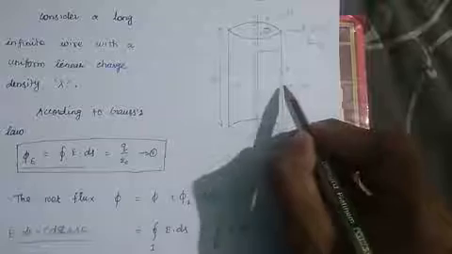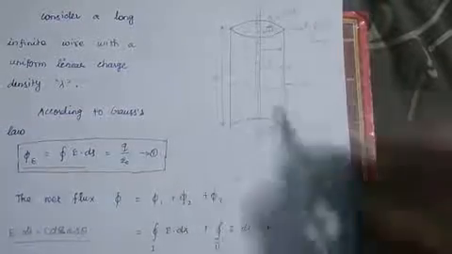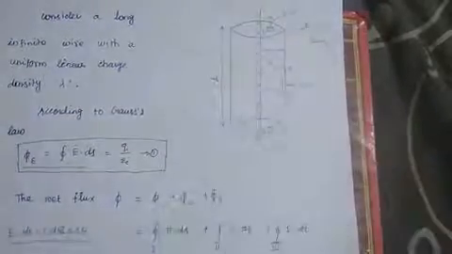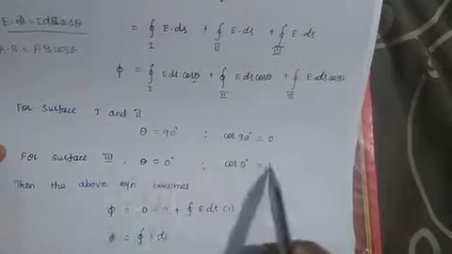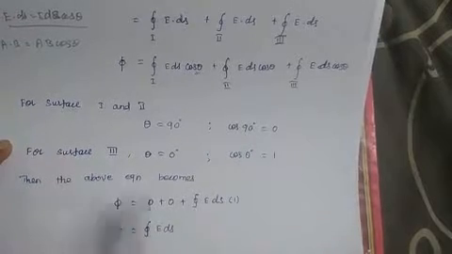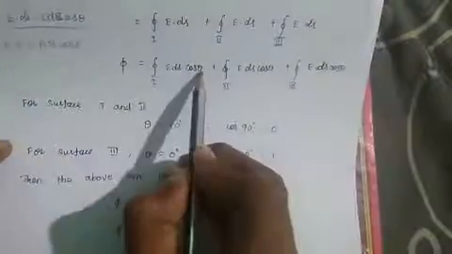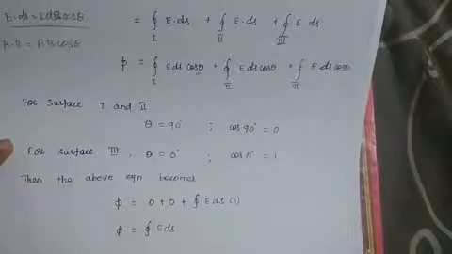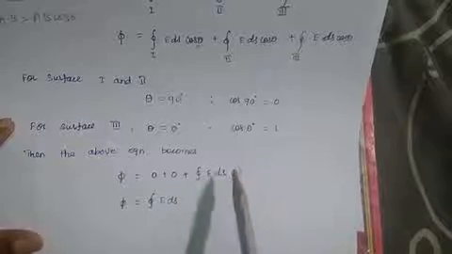So for surface 3, the area vector and the field are along the same direction, so theta is 0. Cos 0 degrees is 1. Now substitute the theta values in the above equation. Cos 90 is 0, so the entire expression becomes 0 for surface 1 and surface 2. For surface 3, it is 1.